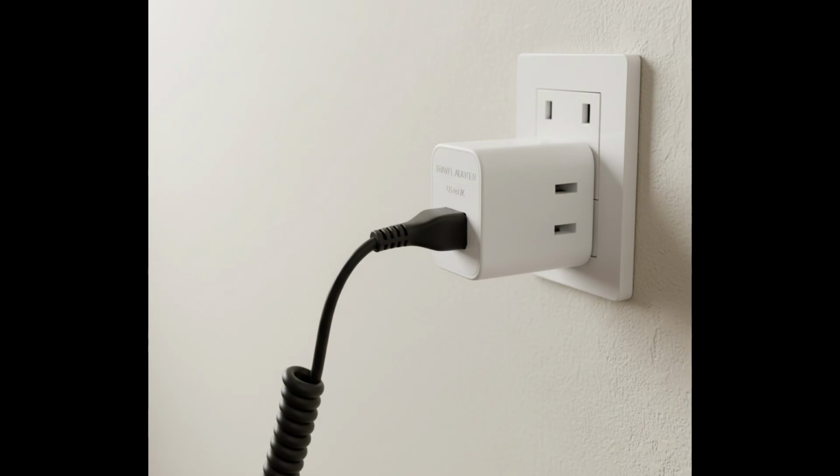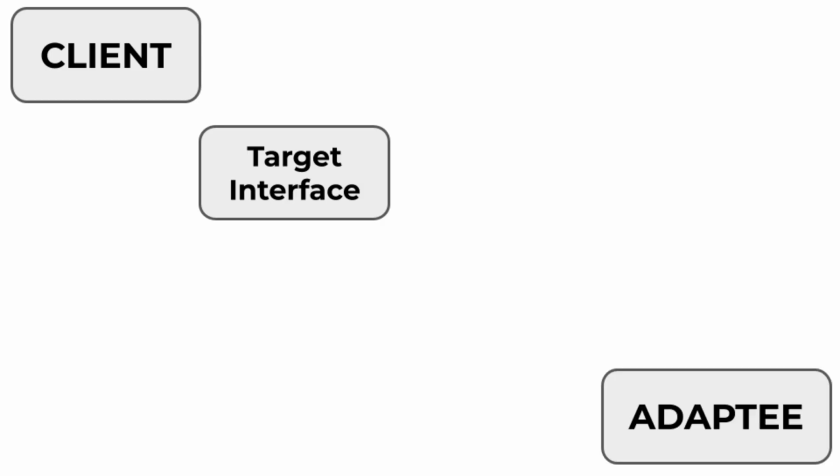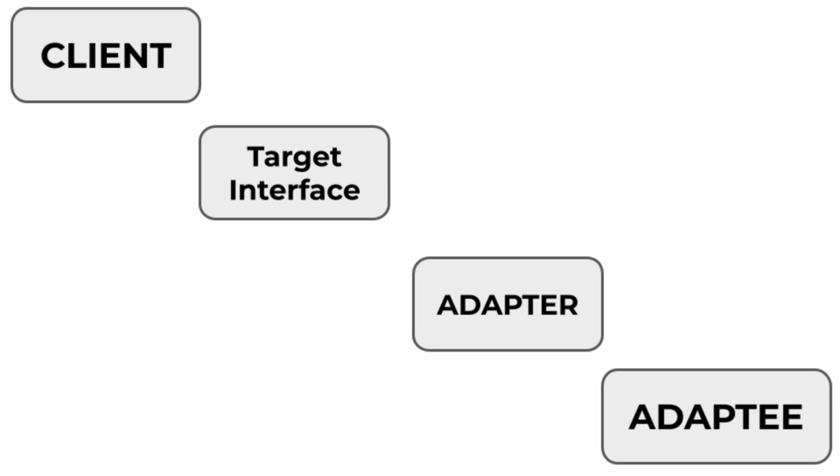The adapter pattern usually has 4 parts. 1. Client, your application. 2. Target interface, what the client expects. 3. Adaptee, the existing service or library. 4. Adapter, the translator.